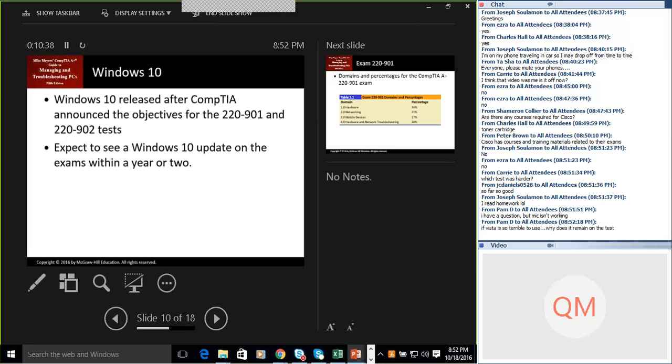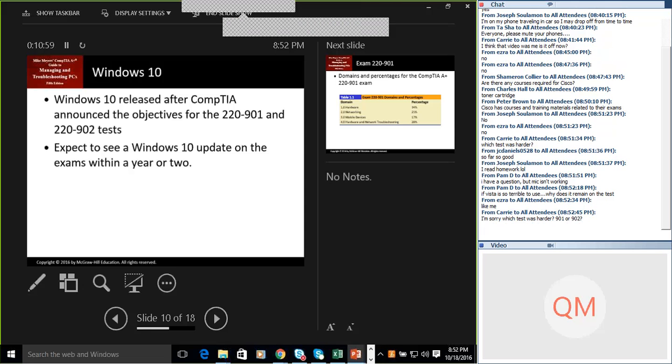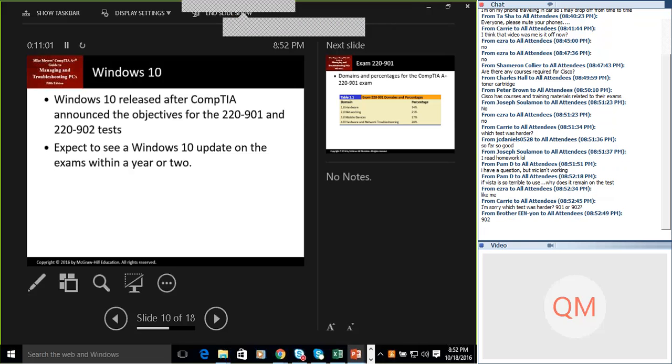If Vista is so terrible to use, why does it remain on the test? Because some people are still using it, and you need to be able to handle it. Even though it was a crappy version, Windows is not going to say it was a crappy version and now we're not going to talk about it anymore. And two, people still have it. So if you encounter a machine that has Windows Vista, you need to be able to troubleshoot and know the difference between how things looked in Vista compared to the 7 or 8 that you use today.